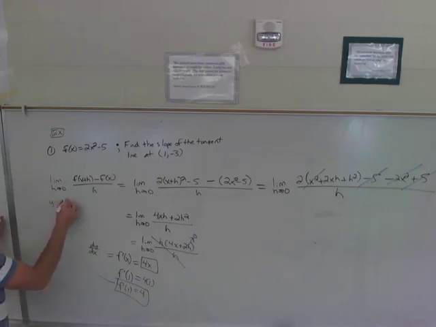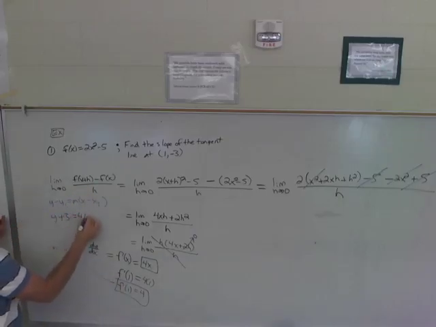y minus y1 equals m times x minus x1. y minus -3, m is 4, x minus 1. So I'm going to end up with y equals 4x minus 4 minus 3, which is -7. That's the slope of the tangent line. There's that tangent line.